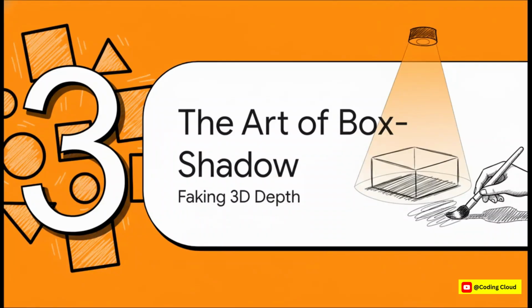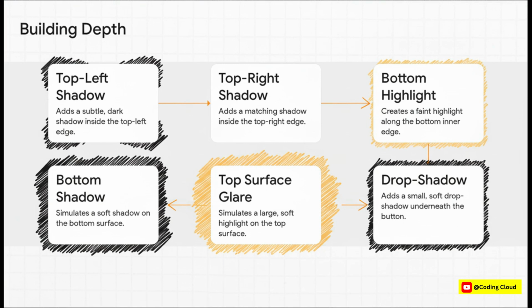All right, we've got our shapes, but they're still totally flat. So now we get to the most important part of this whole illusion. This is where the magic really happens. We're going to paint with light and shadow to create the feeling of 3D depth, and our only paintbrush is the box shadow property. The secret here is that you can stack multiple box shadows on one element.